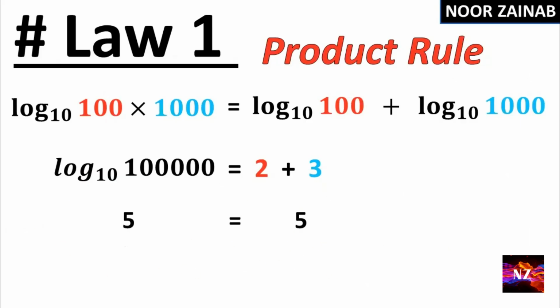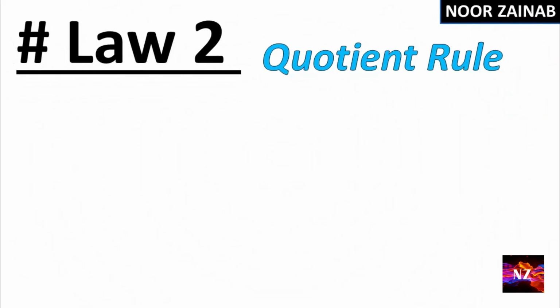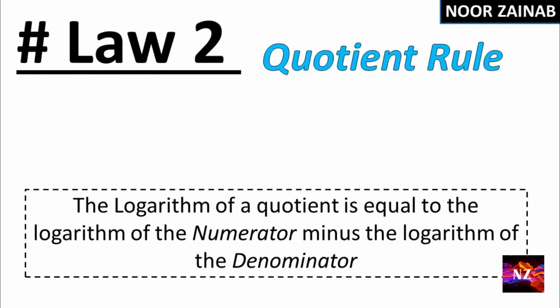Now let's discuss the second law of logarithms, and it is the quotient rule. Quotient basically means division. So in this rule, division is turned into subtraction. We can say that the logarithm of a quotient or division is equal to the logarithm of the numerator minus the logarithm of the denominator.